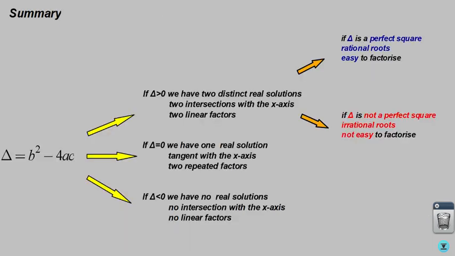So as a summary, we can add to this previous work that we have done the two special cases when the discriminant is positive. If the discriminant is a perfect square, then we have rational roots and we can factorize the expression easily. If the discriminant is positive still, but not a perfect square, then the roots are irrational and the expression is not easy to factorize.